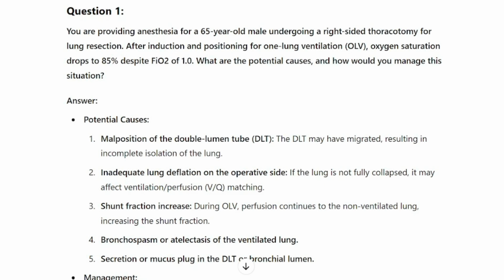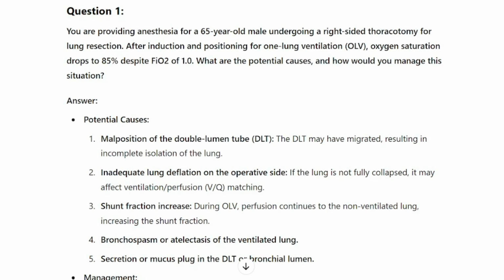You are providing anesthesia for a 65-year-old male undergoing a right-sided thoracotomy for lung resection. After induction and positioning for one lung ventilation, OLV, oxygen saturation drops to 85% despite FiO2 of 1.0. What are the potential causes, and how would you manage this situation?